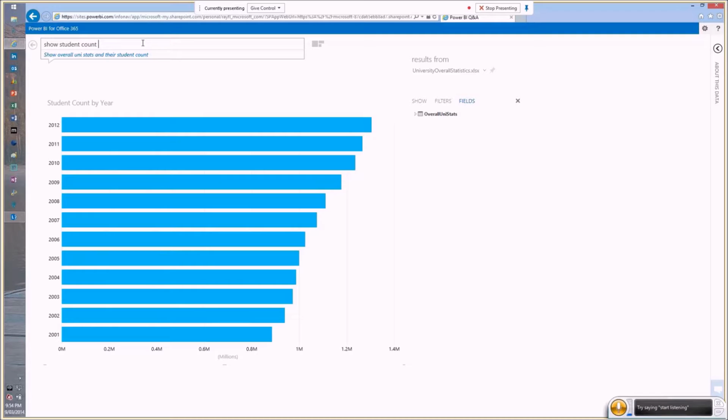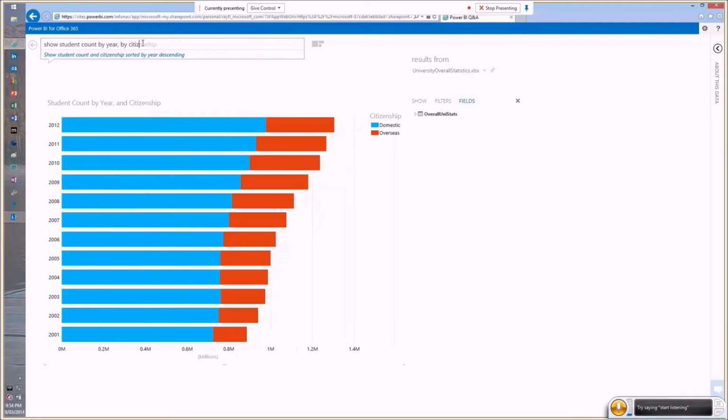Now, what is interesting is if we go by year and say something by citizenship. Now, as you can see, it knows that citizenship is there in the table. So even though I haven't finished typing it yet, it's created the chart. And what we can see here now is it's put it on the same chart. It's separated out domestic students from overseas students. Now, there's pretty clearly been a growth in domestic students, but I can't work out if there's a growth in the overseas students. So let's change the way that's being displayed.